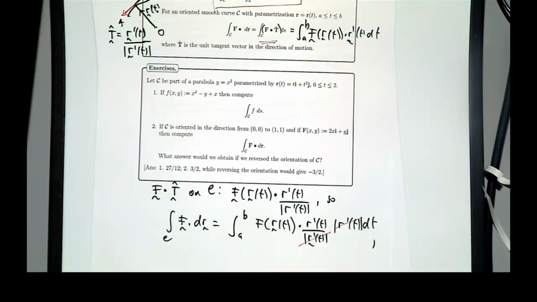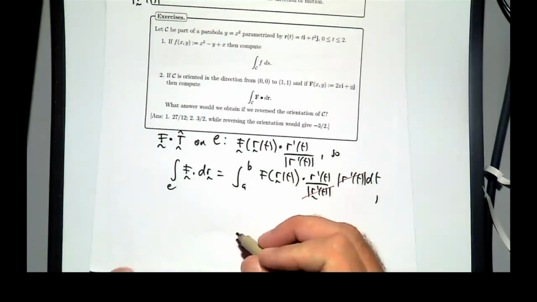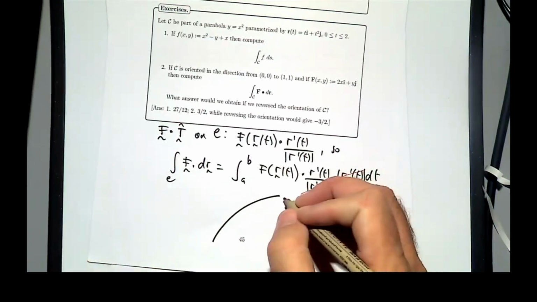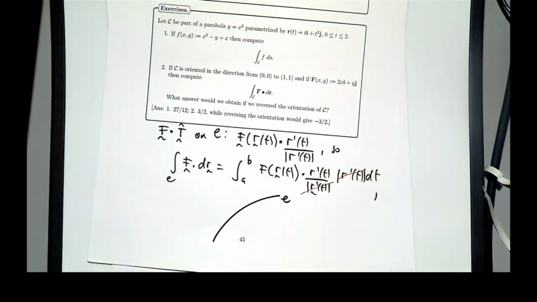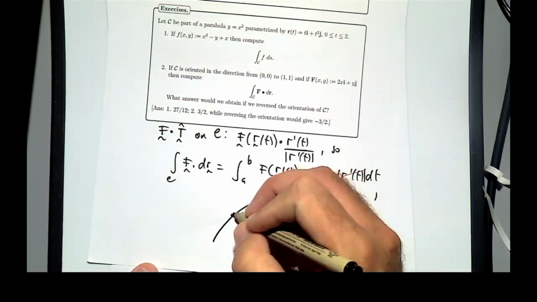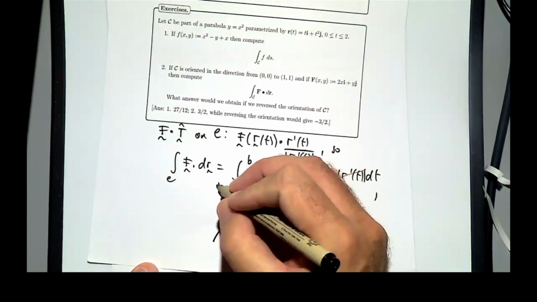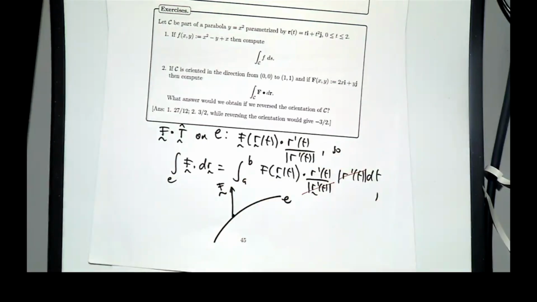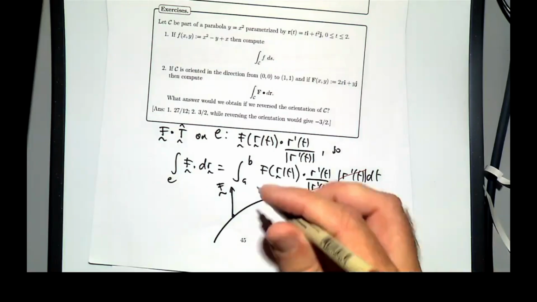Okay? So let me draw another curve. Let's say that's a C curve, whatever. We're going to integrate over that curve. And at that point on C, let's say that's your vector from your vector field. Okay, let's draw in a unit tangent, which we can compute, but I'll just draw it in.